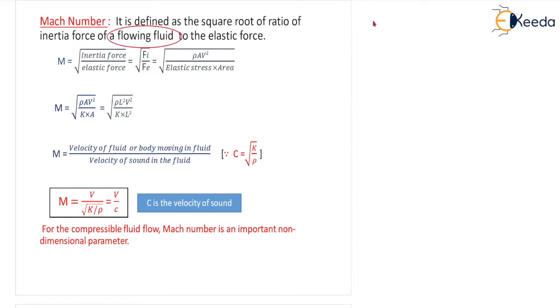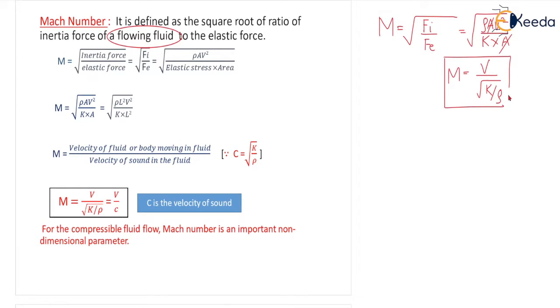So Mach number is denoted by the symbol capital M, and it is defined as the ratio of inertia force, that is Fi, of the flowing fluid, to the elastic force Fe. Inertia force is written as rho A V square divided by elastic force, that is elastic stress into area, K into A. Now A can be cancelled here, and we get V by root under K by rho as the final equation for Mach number.